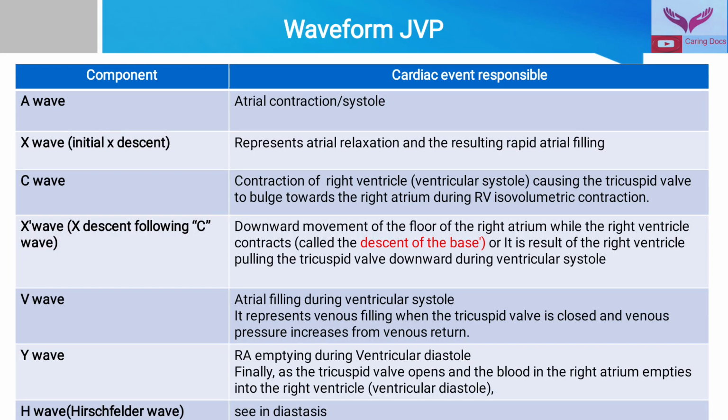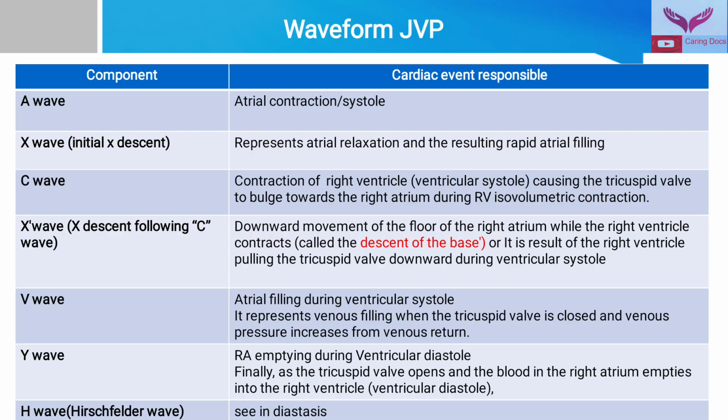The components or waveforms which are seen in JVP are A wave, X wave as initial X descent, C wave, X dash wave, that is X descent following the C wave, V wave, Y wave, and at times H waves. The A waves are due to atrial contraction or atrial systole. X wave or initial X descent is represented by atrial relaxation and the resulting rapid atrial filling.